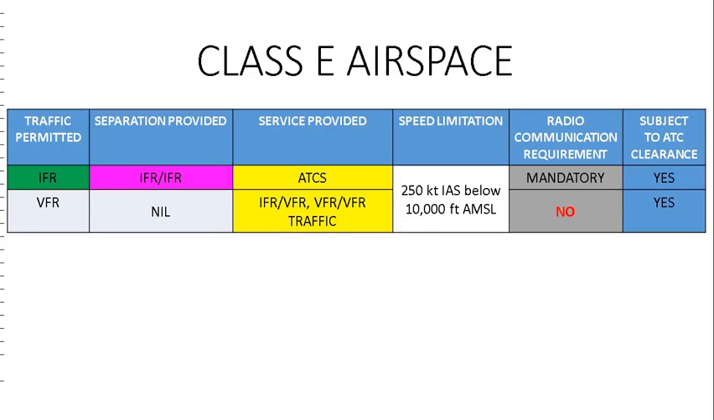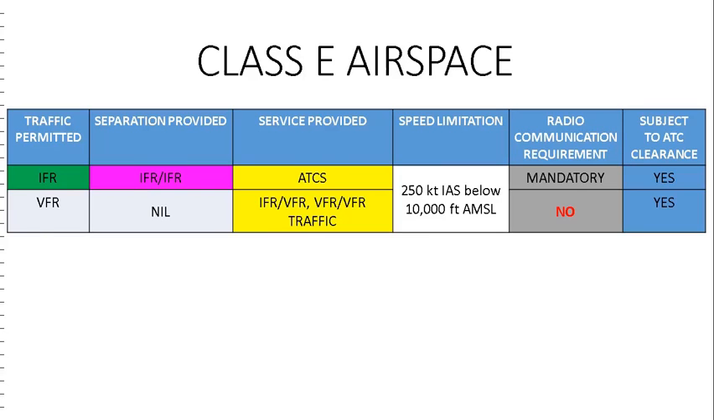Class E airspace. IFR and VFR are both permitted. IFR is separated from other IFR. VFR is not separated. IFR is provided air traffic control services, whereas VFR is provided only traffic information with respect to other VFR or IFR. Both are subject to a speed limitation of 250 knots indicated airspeed below 10,000 feet above mean sea level.